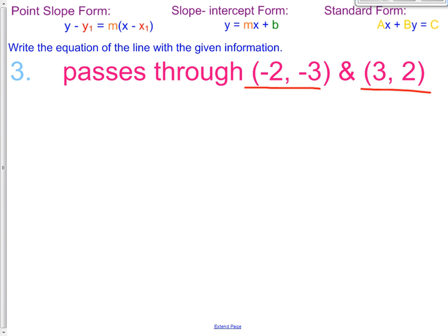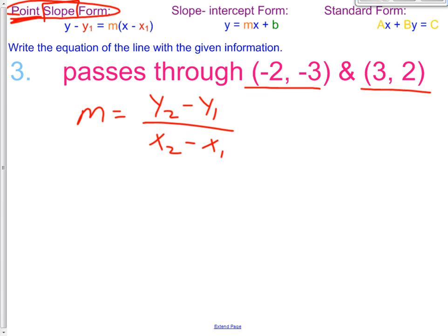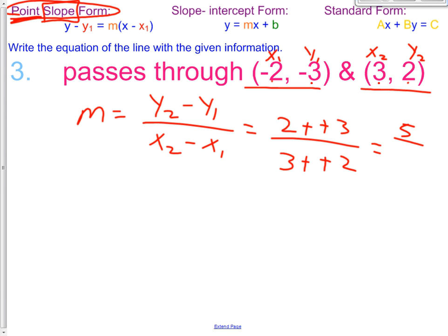We can find slope. Slope is found by taking y2 minus y1 over x2 minus x1. Well, if I need to find point-slope form, I have a point, I need slope. Let's find the slope. So we're going to call this x1, y1, x2, y2. Our strategy here is finding slope. So we're going to take 2 minus a negative 3, over 3 minus a negative 2. And we have ourselves 5 over 5. Our slope is now 1.